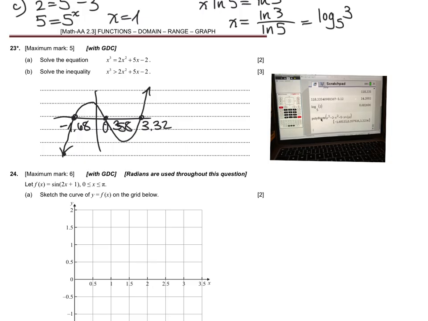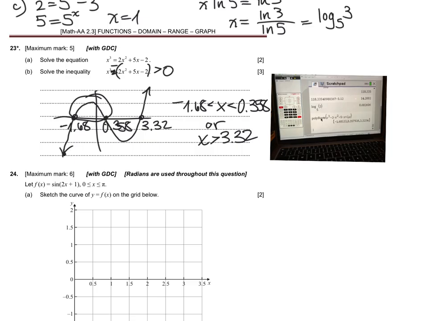All right, so we want to know for b when, because this is like minus that whole thing, and that's greater than 0. So we want to know when this thing's greater than 0. It's when it's in between negative 1.68, and I always put in an equality here because we've rounded negative 1.68, so it's not exactly equal, and 0.358. So that's when it's above 0, as well as after 3.32.